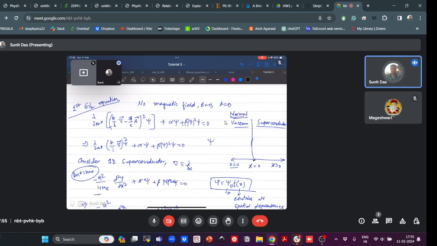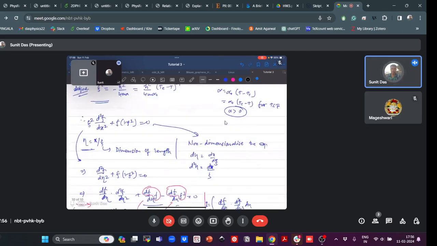That means in the superconducting region I had some superconducting order parameter, and then it suddenly drops at x equal to 0, precisely at x equal to 0. So that means there is no variation of the superconducting order parameter psi within the superconducting region, right? Because it suddenly drops the moment I come to the vacuum region, where it is 0, and in the superconducting region it is definitely finite, with no variation.